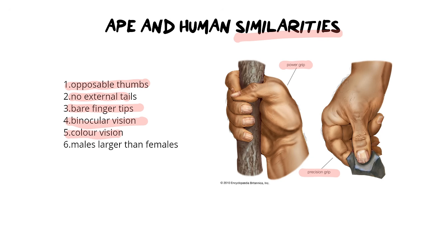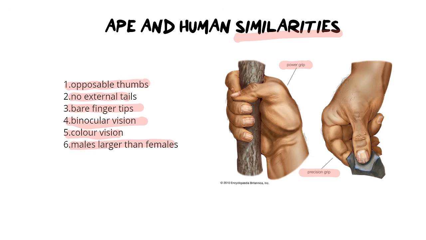The fifth thing that we have is color vision, and this might surprise you, but not all animals have color vision or the depth of color vision that we have, and we can see pretty much all of the spectrums of colored light or visible light. And the last thing is that the males are larger than females. Some textbooks call this sexually dimorphic as well. It basically means that there is a male and a female sex, and the males are often larger.